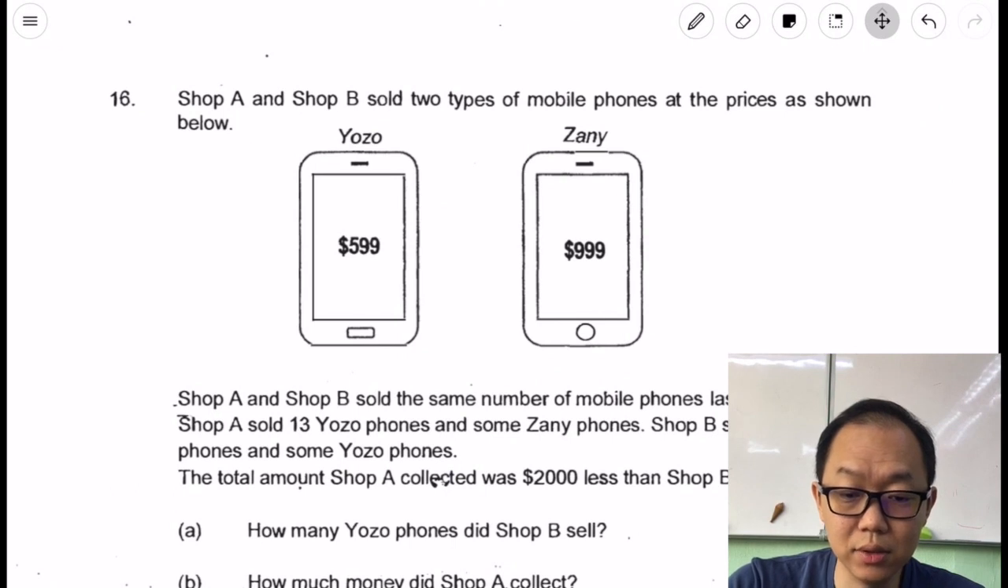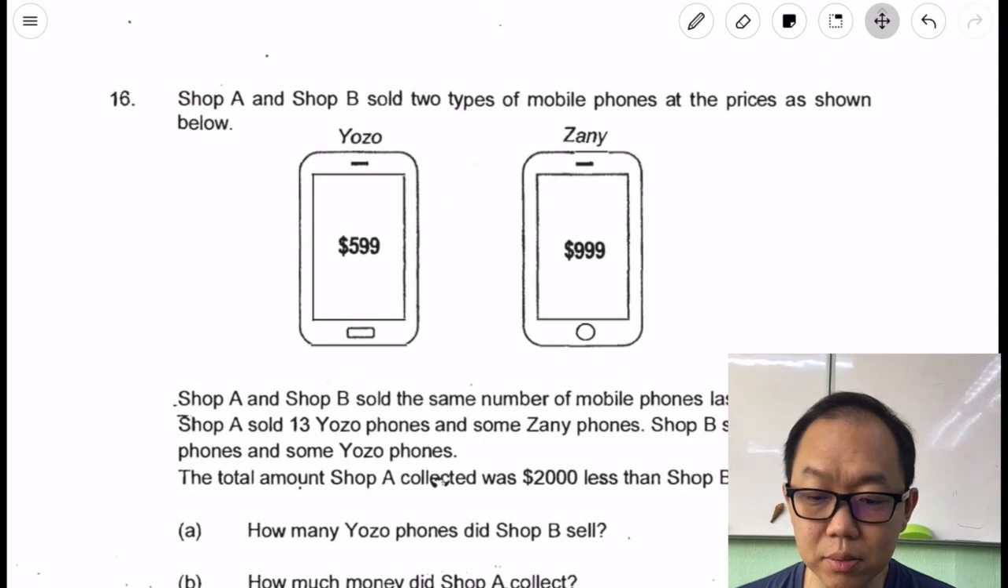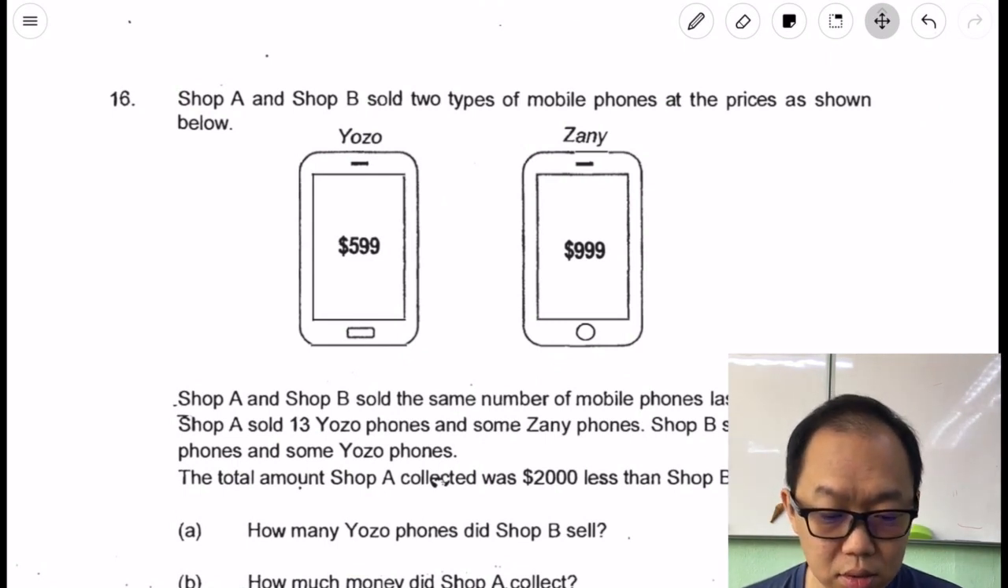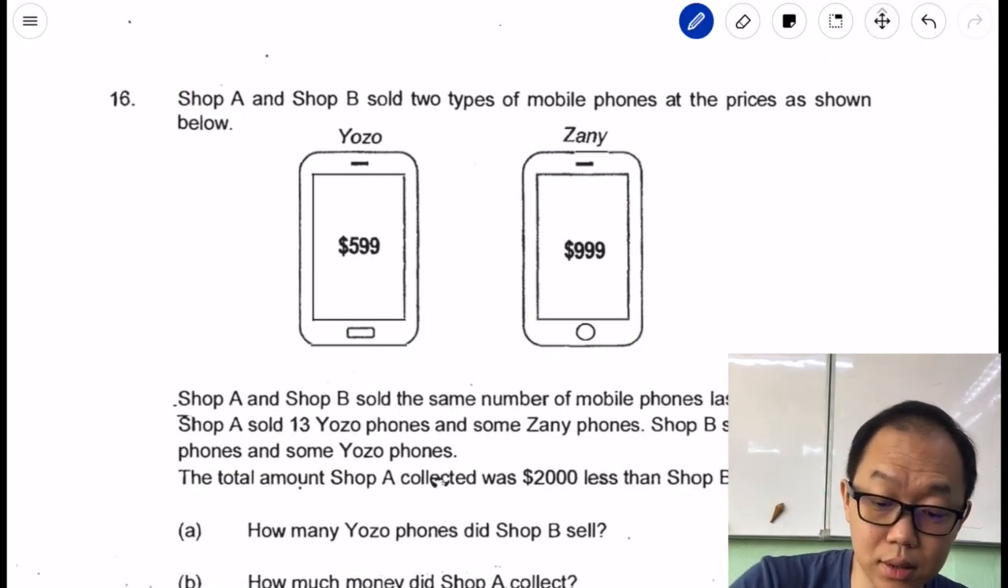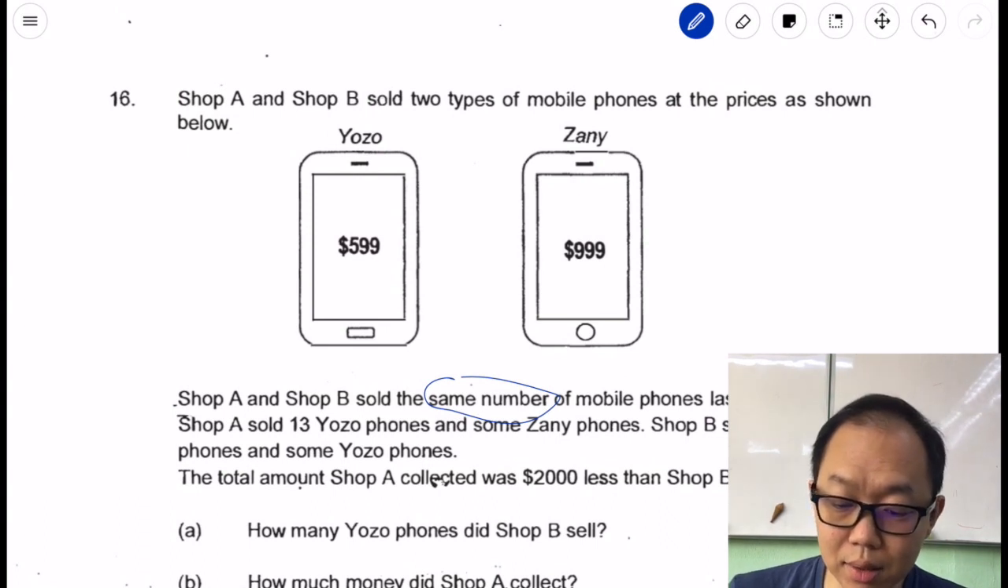So this is the 4th question. Shop A and B sold 2 types of mobile phones, Yozo and Zenny. A and B sold the same number, that's the key stuff, right? Same number. A sold 13 Yozo and some Zenny, B sold 15 Zenny and some Yozo.